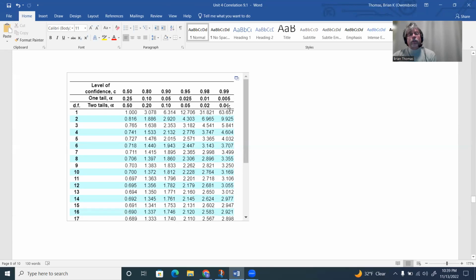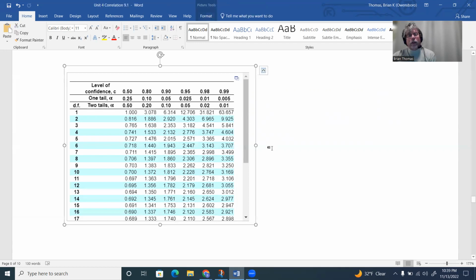Remember, if it's two tails, a 0.01 could also be used, and that would still give us this 3.355 if we looked at it from a two-tail perspective. So one tail would be 0.05, but two tail would be the 0.01. So we got that going on.